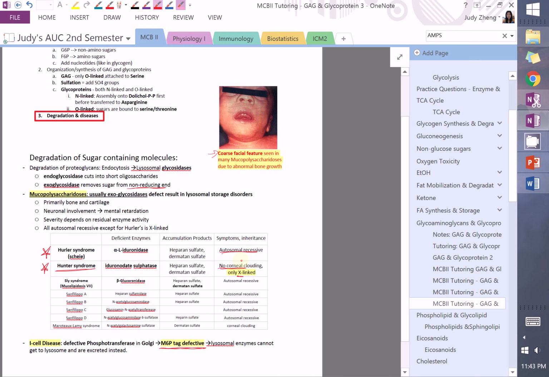So the best way to remember that, and I'm sure you've heard it in many places, is Hunters have to aim for the X, as in hunting. If they're aiming for the X for the X-linked, they have to be able to see. So there can't be any corneal clouding. And Hunter is a deficiency in iduronate sulfatase, and the accumulated product is actually identical for both Hurler and Hunter, so they'll end up with accumulation of heparan sulfate and dermatan sulfate.